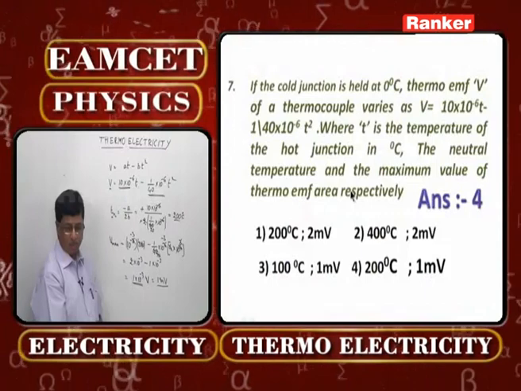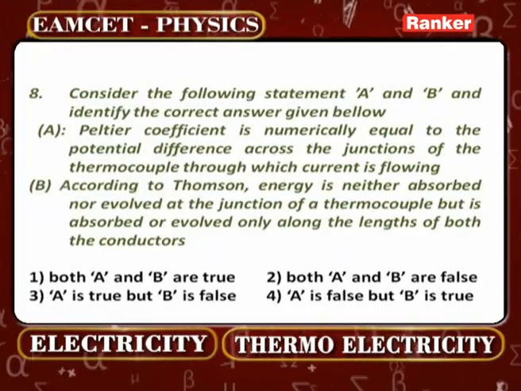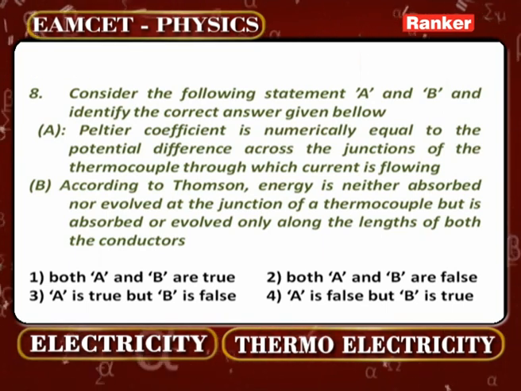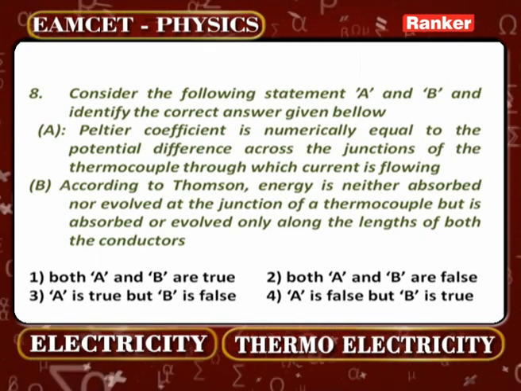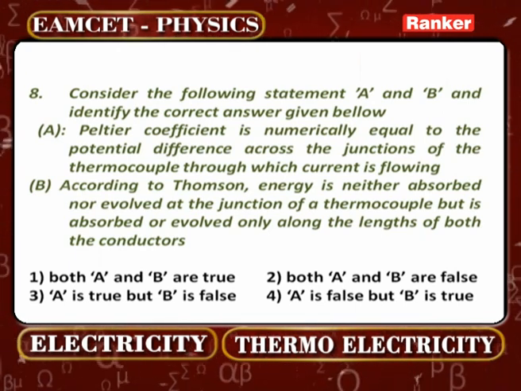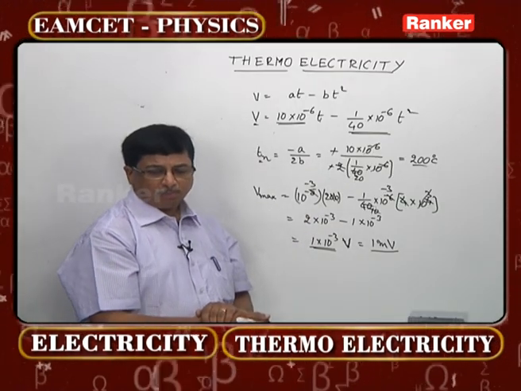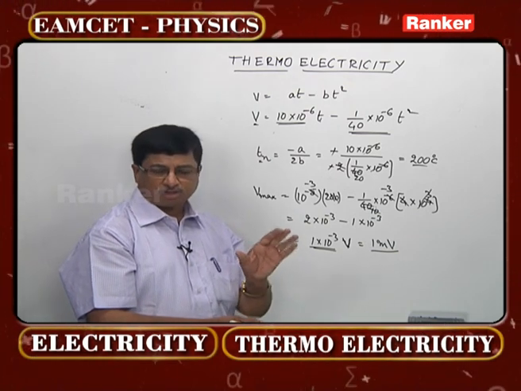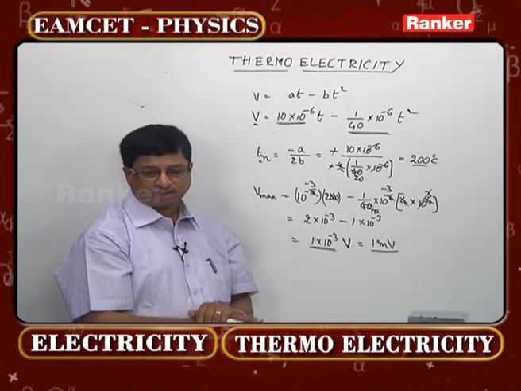Look at the next problem, that is problem number 8. Once again it is a theoretical question. Consider the following statements A and B and identify the correct answer given below. Peltier coefficient is numerically equal to the potential difference across the junctions of a thermocouple through which current is flowing. I have already told you that point while discussing the Peltier coefficient. Peltier coefficient is 100%. It is numerically equal to the PD or potential difference across the junctions of a thermocouple. So statement A is 100% correct.